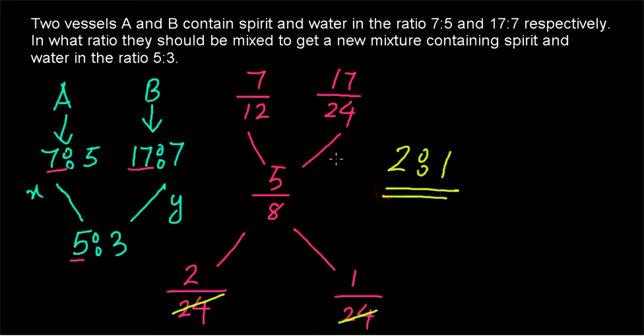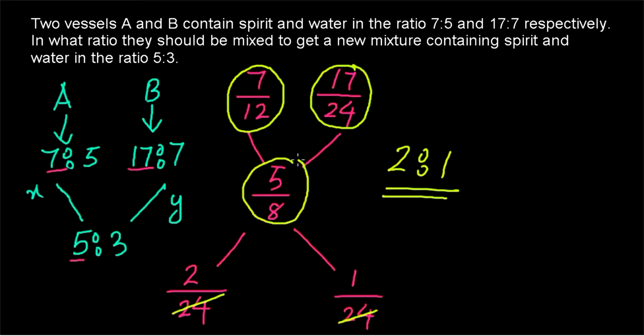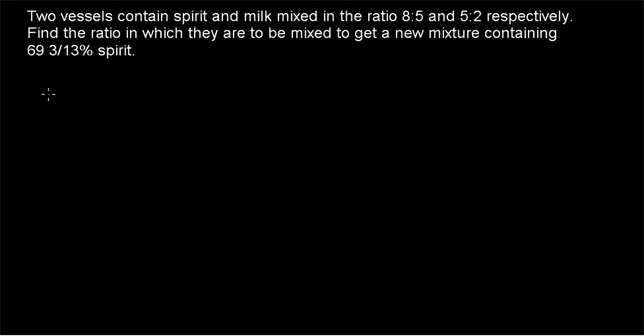So here also note, we took the quantity of spirit in mixture A, the quantity of spirit in mixture B, and the quantity of spirit in resultant mixture, and applied the rule of alligation in order to find out the ratio of A:B. So A:B, or in this case X:Y. Since we took it as X:Y, it will be given as 2:1. Okay, now our final example.